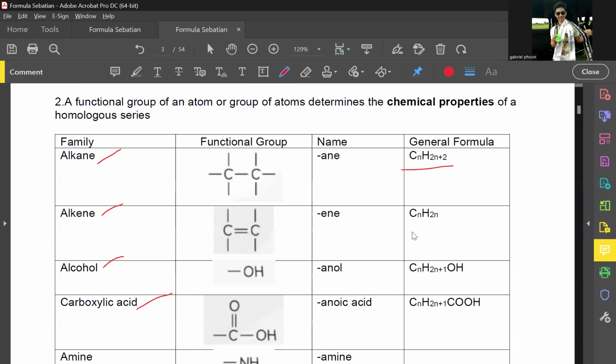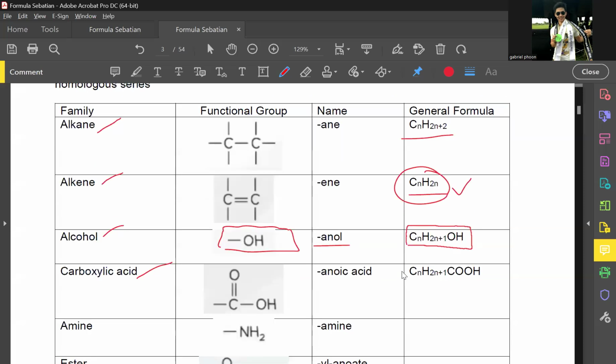The formula you need to remember as well, the general formula for alkanes is CnH2n+2. Alkenes is CnH2n. This one is the easiest to remember because you just need to know that the hydrogen is double the carbon. Alcohols have an OH group in it, and they'll usually be something like methanol, pentanol, hexanol, octanol, or something along the lines. And then you'll see that the general formula is going to be this one here.